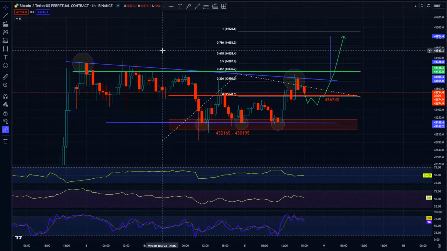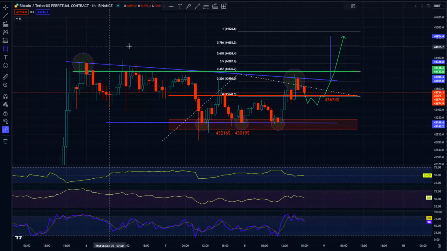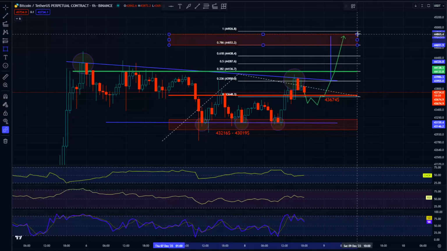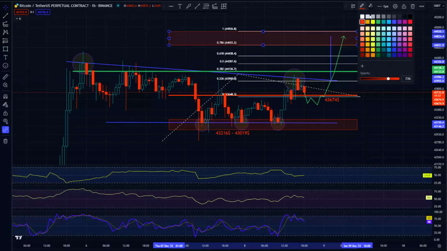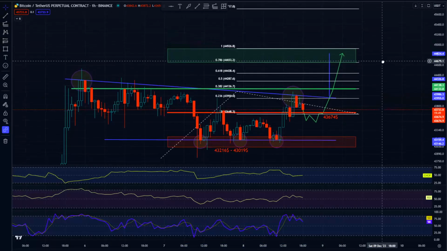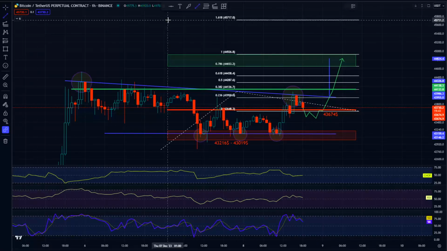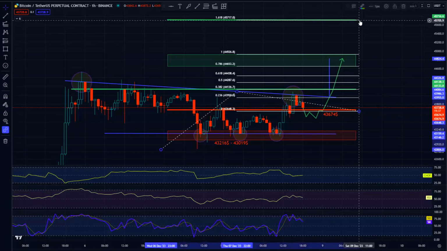However, if the price tries to exit the channel upwards, we can see a move to the strong resistance zone from $44,653 to $44,921. And then the road towards $45,716 will open.